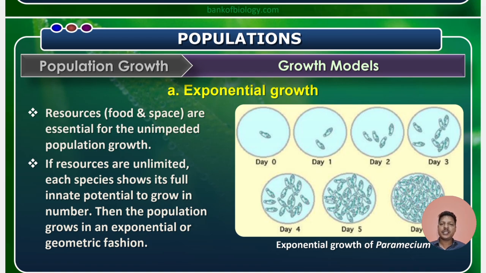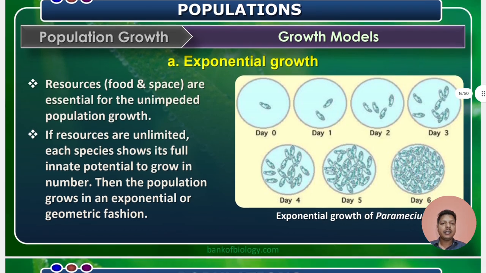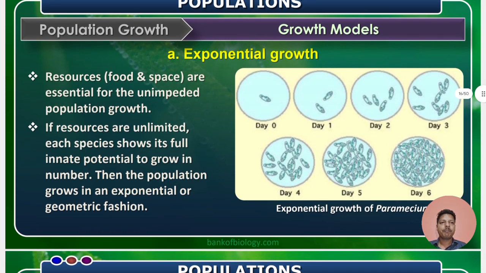One is exponential growth. Resources, that is food and space, are essential for unimpeded population growth. If resources are unlimited, each species shows its full innate potential to grow in number. Then the population grows in an exponential or geometric fashion. You can see the exponential growth of a paramecium. Day 1, day 2, day 3, day 4, day 5, and then in day 6 the number is unlimited, uncountable.